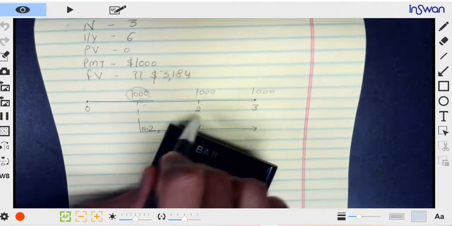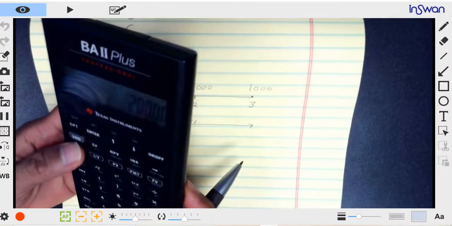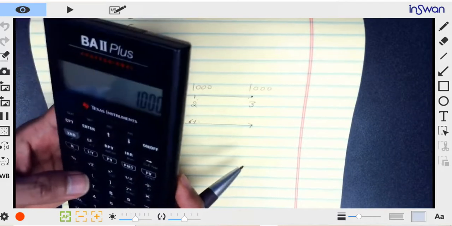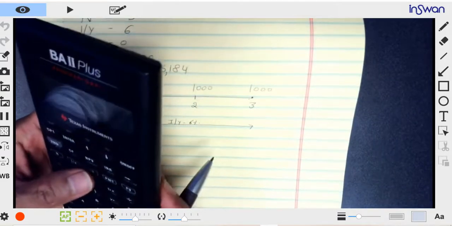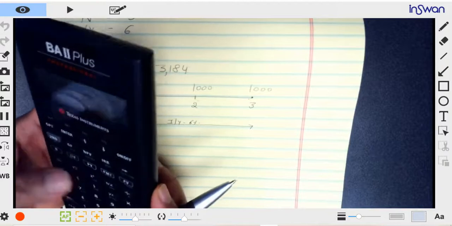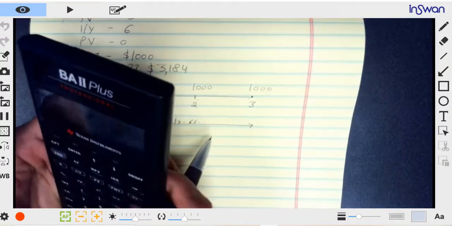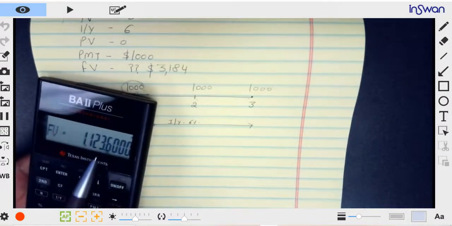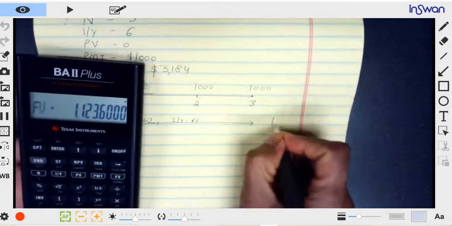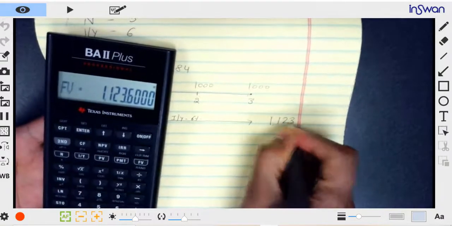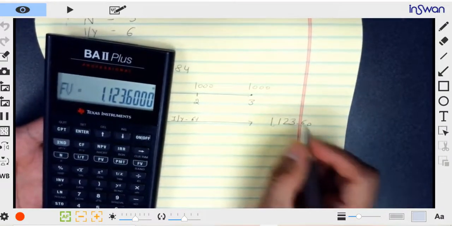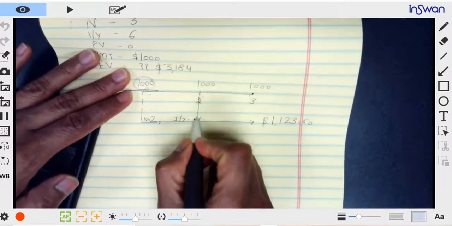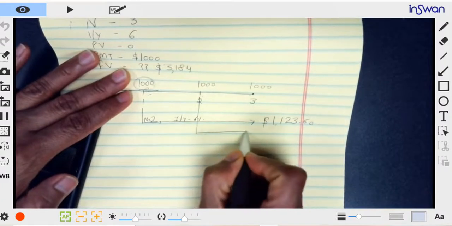Okay, so let's do that. N would be 2 in this situation here. Interest rate would stay the same. $1,000 is the present value. Payment would be 0. We are computing the future value. It is giving us a future value of $1,123.60. Okay. Now let us calculate the future value of this amount right here.